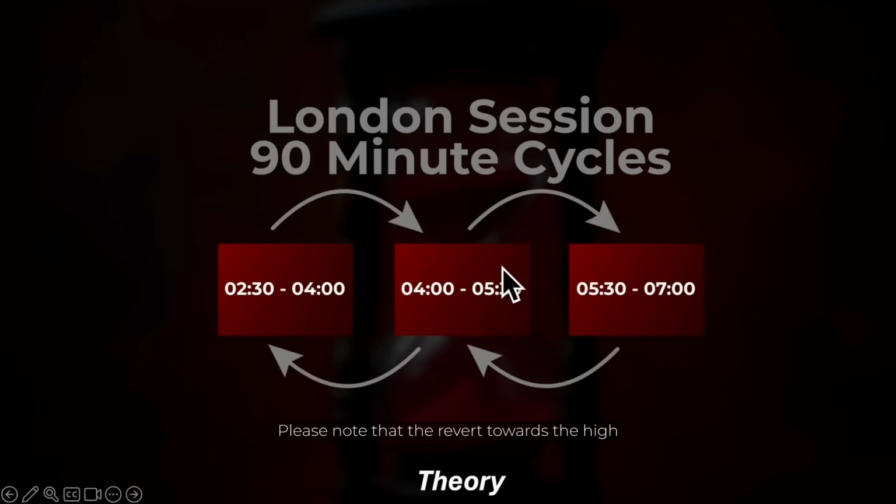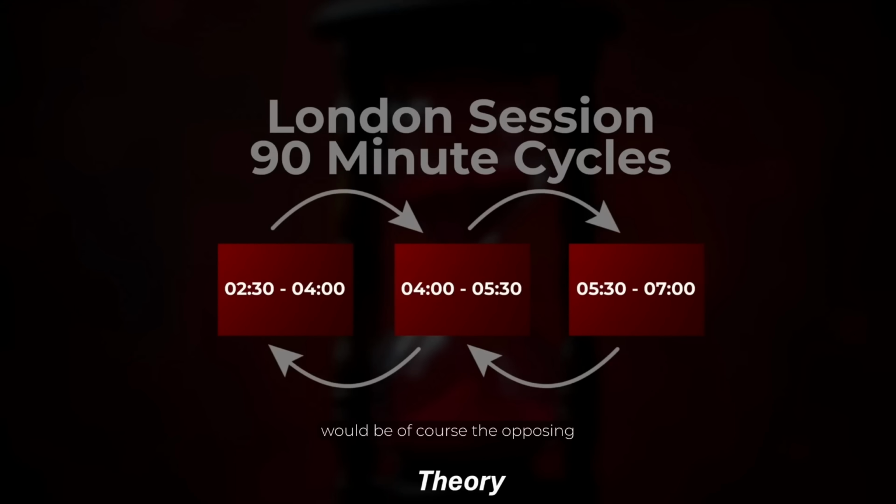Please note that the revert towards the high doesn't need to complete within this second 90-minute cycle, because the revert towards the high can also complete throughout the third 90-minute cycle. Within a bearish example, it would of course be the opposite, where we would look for a purge of the 2:30 to 4 a.m. London 1 high, followed by a revert towards the low.